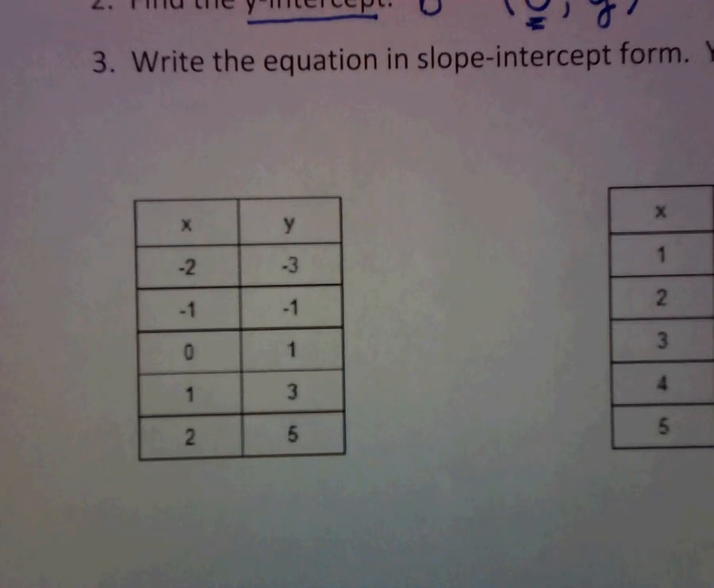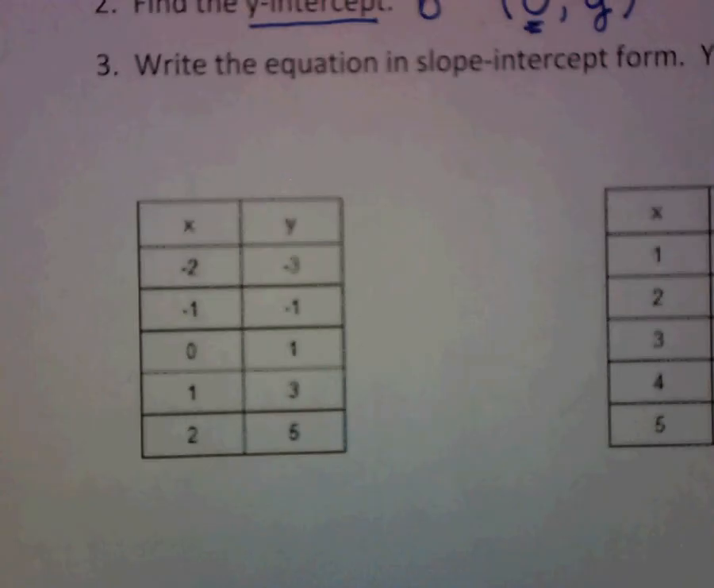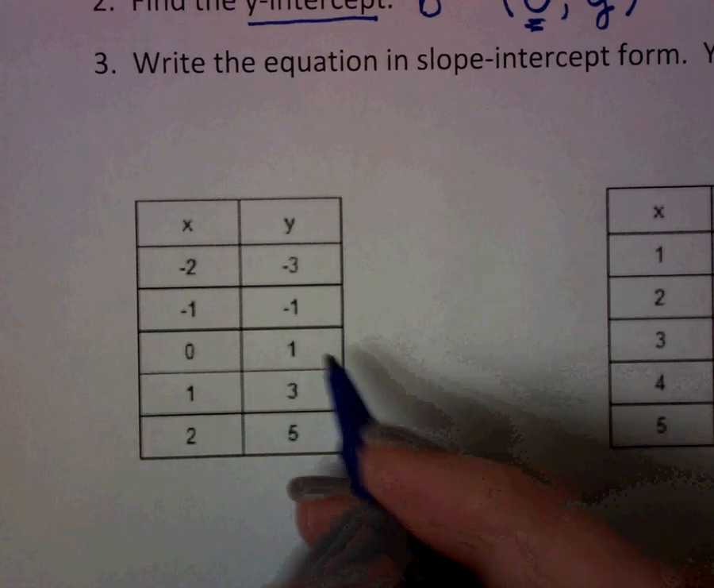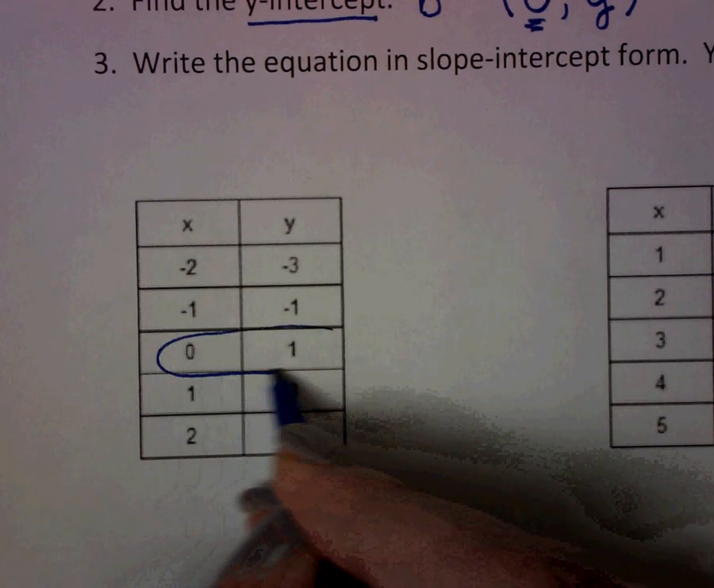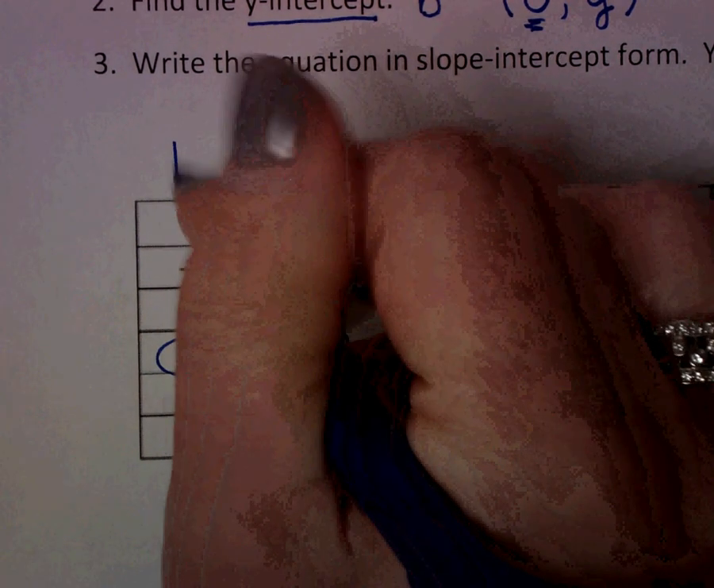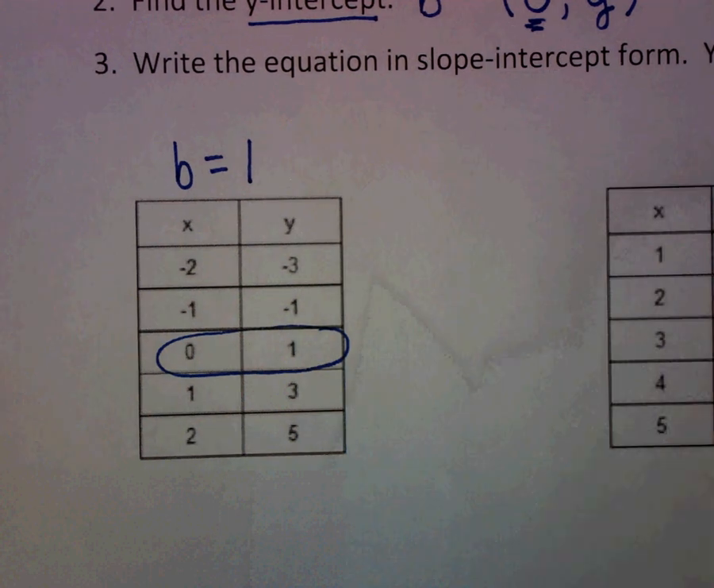So from a table, again, we need to know our slope. We need to know our y-intercept. Now I want to point out, if you look at your table, do you see where x is 0? Right here, this is our y-intercept. So our y-intercept we know is 1. It's not always given to us in the table, but in this case it is. So the next thing we need to do is find our slope.